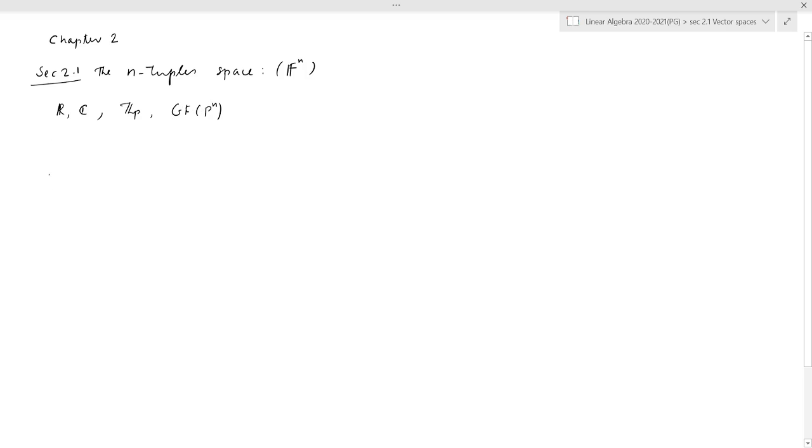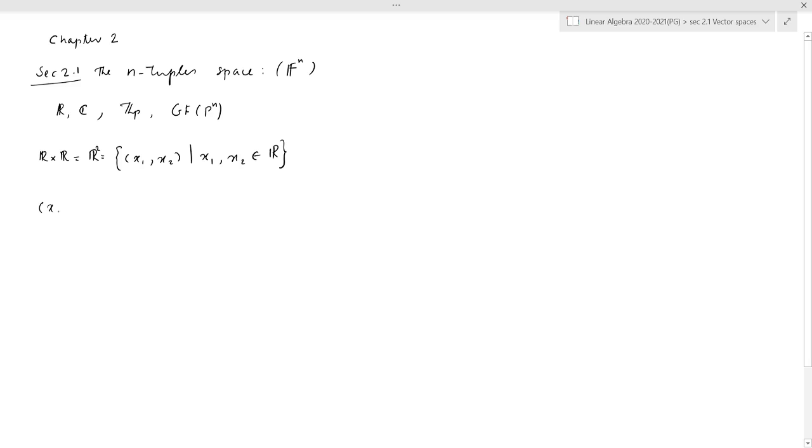So for example, if we take R2, R cross R, that is denoted by R2, this consists of elements x1 comma x2 such that x1 comma x2 are elements of real numbers. So this forms a vector space. I am not going to verify all the axioms of the vector space, but the binary operation, the vector addition and scalar multiplication of each of these examples.